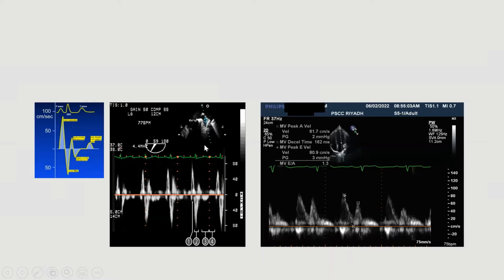Okay. Now, let's see the LA appendage. Look at this flow. What is this flow? This is the flow that corresponding to atrial contraction. So where is the passive flow? Where is the passive flow? Are you seeing it?